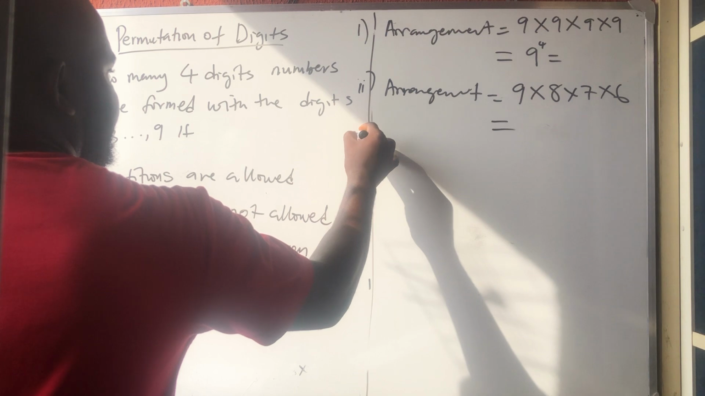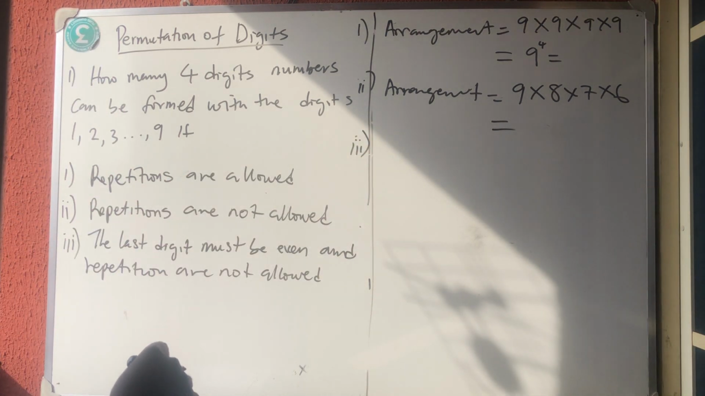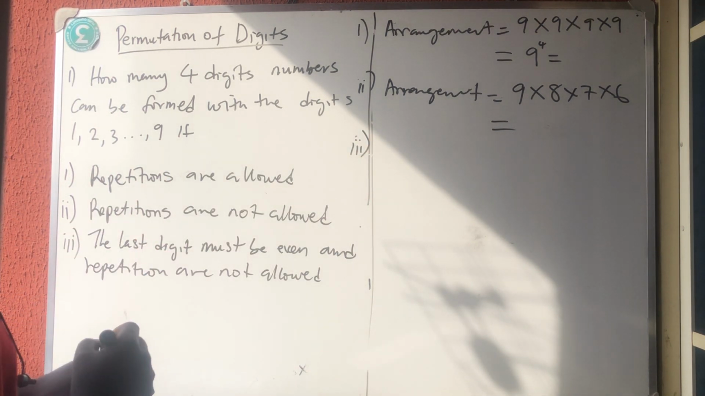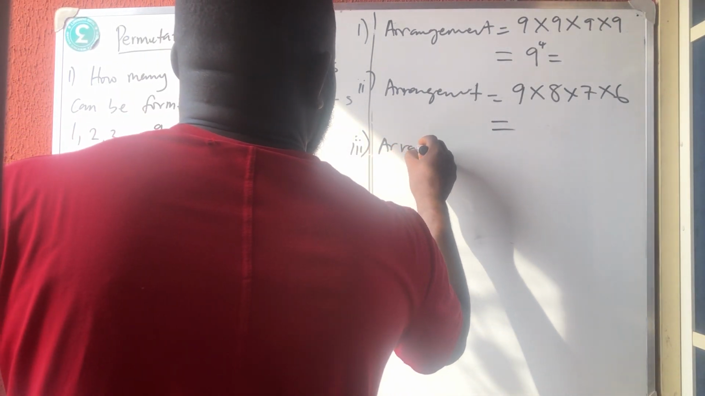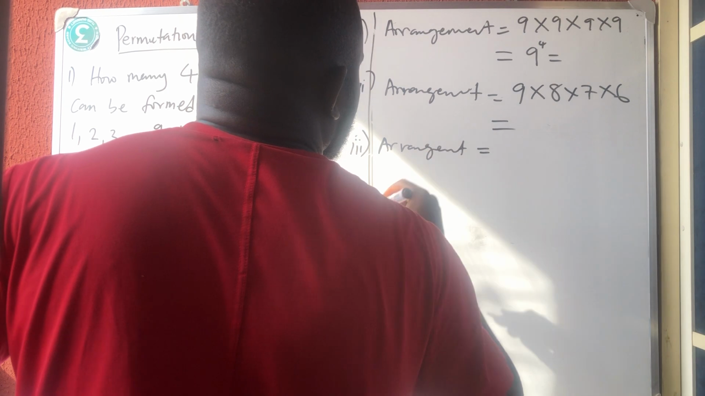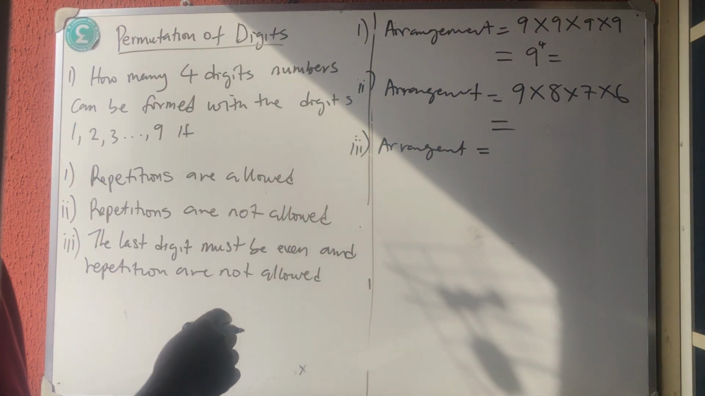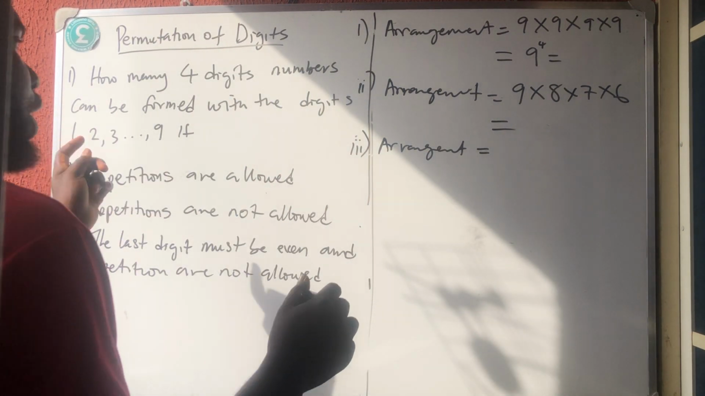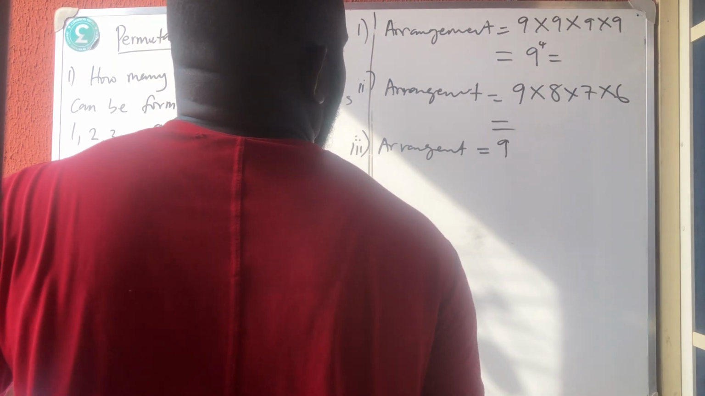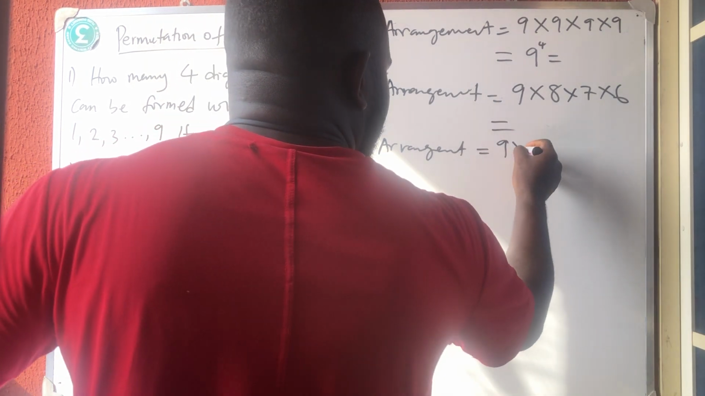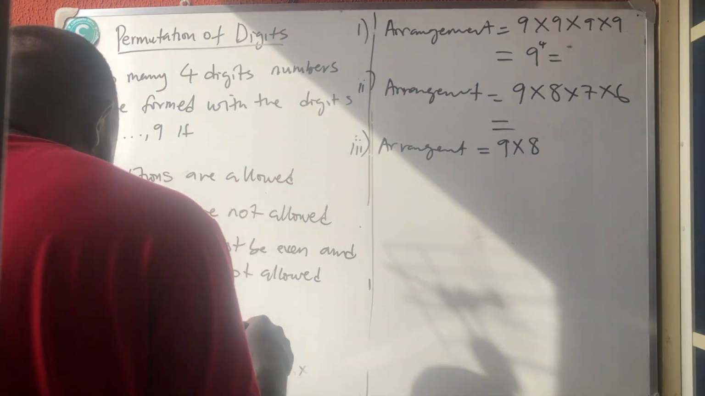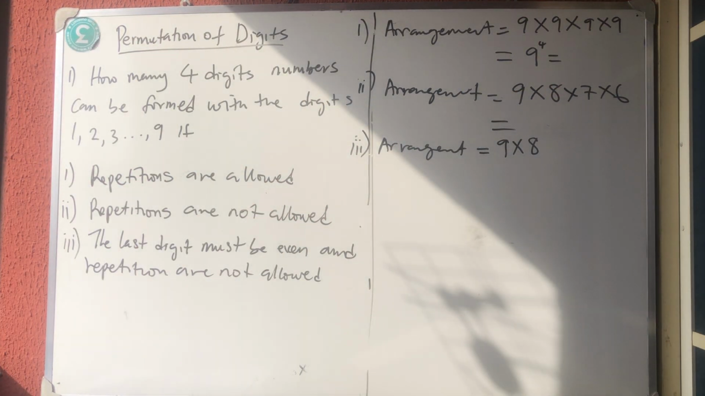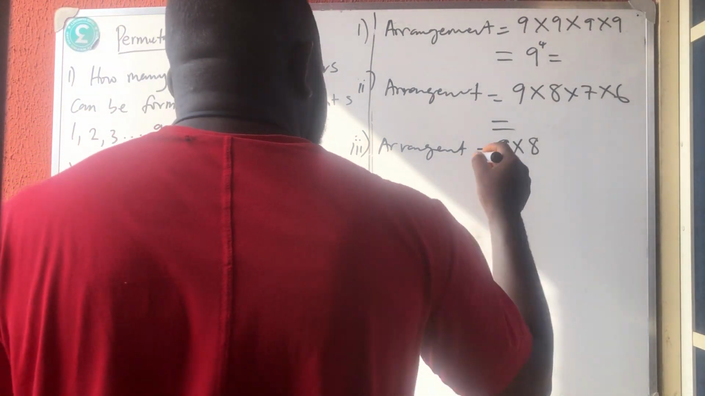Number 3 said that the last digit must be even. If the last digit must be even, to choose the first digit, no restriction. We are choosing any of the 9, correct? And they say no repetition, so we are left with 8, then we choose 7.